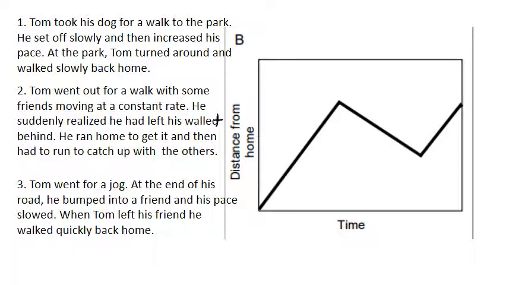I'm going to say it would be number 2. The reason why is he went out for a walk with some friends at a constant rate. So he's walking along this line, getting farther away, and then he left his wallet behind. Now, it doesn't say where he left his wallet. So the fact that he had to backtrack means the distance from home is getting smaller. That means he must have left something, and then he had to catch up with the others. So I would say 2 is our answer for this one.